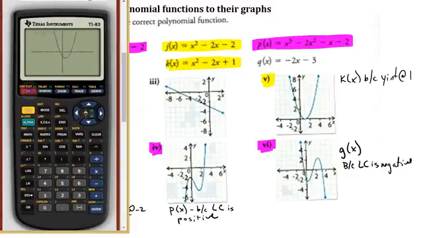Okay, I'm going to go here. I'm going to clear it. I'm going to say x squared minus 2x plus 1. Graph it. And look at that. It bobs up above the x-axis, and it touches only once. So we got it.